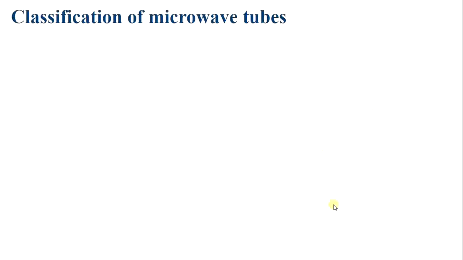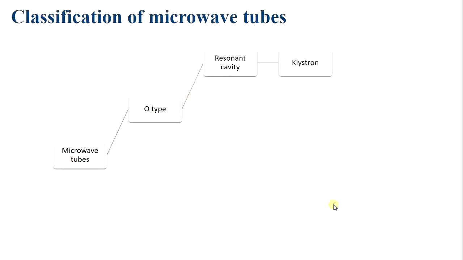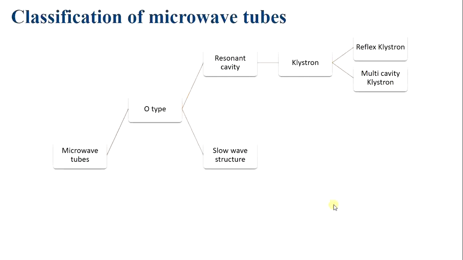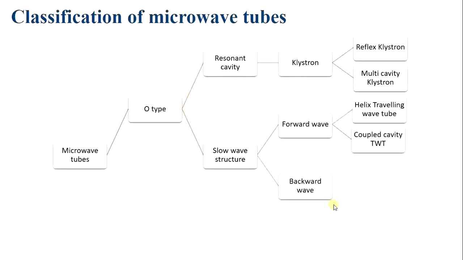Now let's see the further classification of these microwave tubes. As you know, microwave tubes are classified as O type. O type tubes are classified as resonant cavity. In resonant cavity we have klystron. In that we have reflex klystron and the multi-cavity klystron. Similarly, O type tubes are classified into slow wave structures. We have forward wave structures like coupled cavity traveling wave tube and the helix traveling wave tube. In back wave slow wave structures, we have back wave amplifier and back wave oscillator.